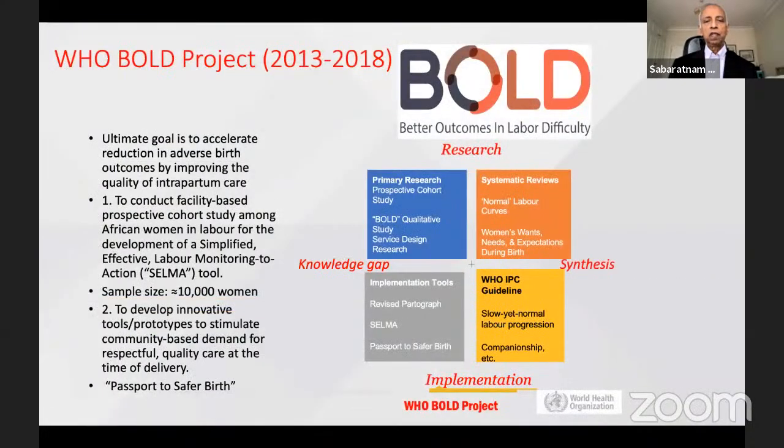So WHO, because of the Zhang partogram and so forth, decided to reinvestigate the whole program. They wanted to do some original research for better outcomes in labor difficulty. They wanted to synthesize all the different published labor curves, and also see what women want. They also wanted to look at what tools can be used, and then introduce the intrapartum care guideline. So they wanted original research, synthesis of evidence, to look at the knowledge gap, and how to implement it, and that was called Passport to Safer Birth.